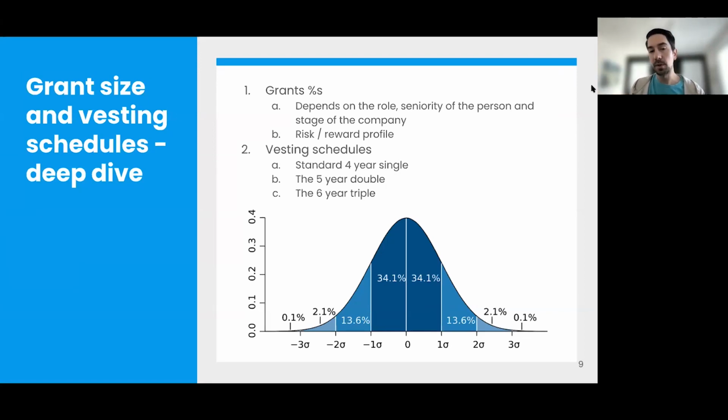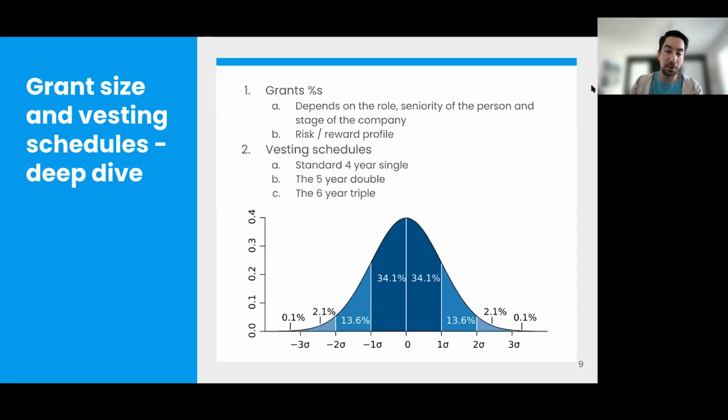With that said, what we really recommend is that as you hire senior people, you might want to put them on a 5-year vest, what I would call the 5-year double. So you give them 2 grants. One starts when they start, the second one starts in year 2. And then it gives them this nice distribution. So in the middle, when they're really producing a lot for the company, they have both of their grants vesting.